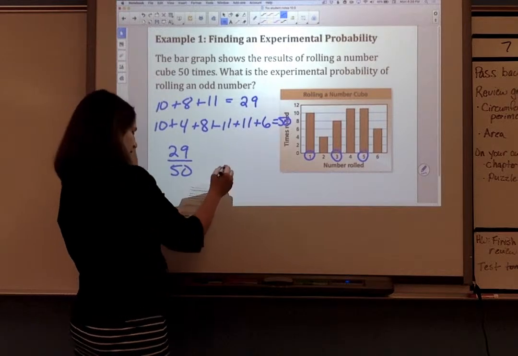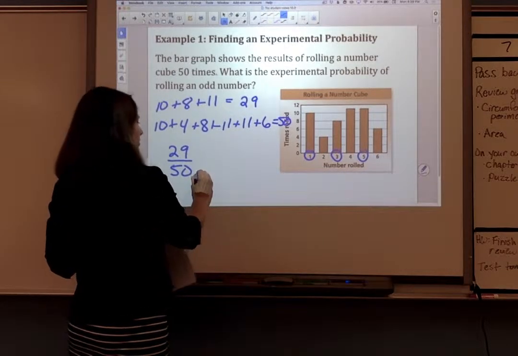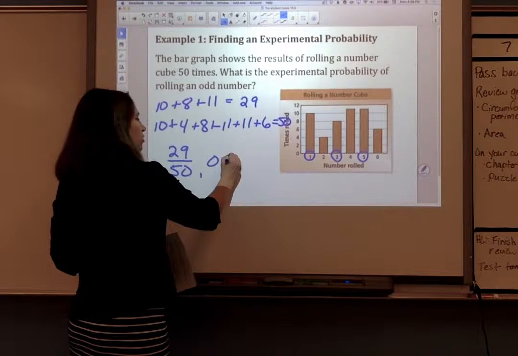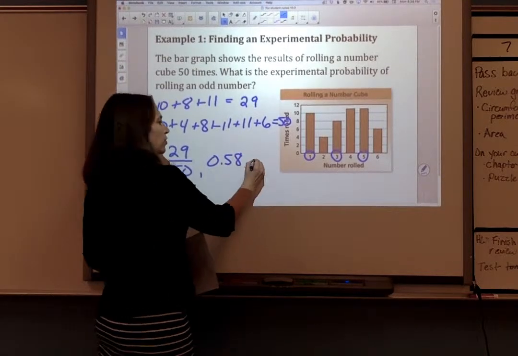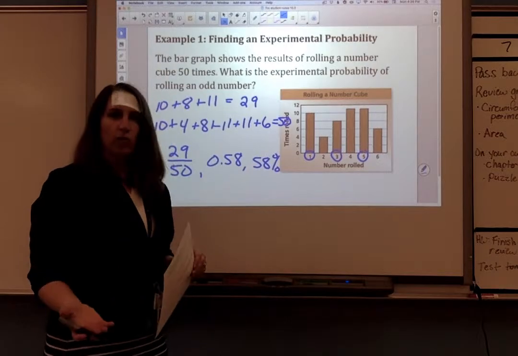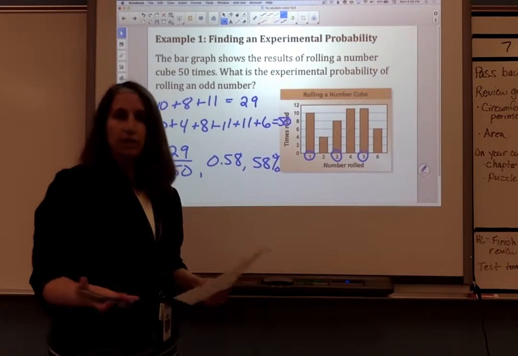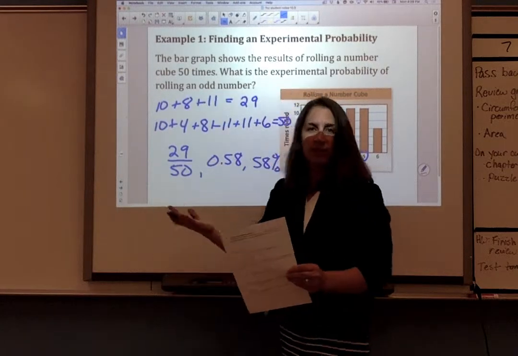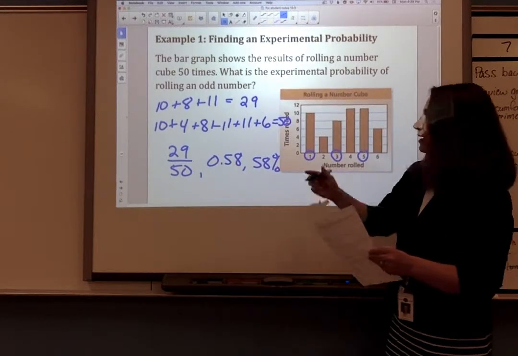So that's 29 out of 50, so we could leave it as a fraction, we could write it as a decimal, or we could write it as a percent. That's 58%, so a little bit more than half. Even though theoretically, it probably should have been about half, based on our experiment, it was 58%.